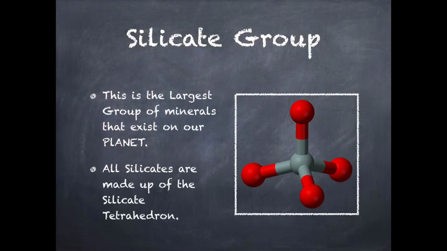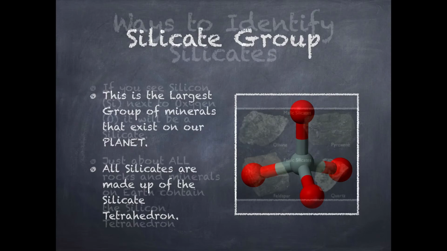Okay, the silicate group. This is the largest group of minerals that exists on our planet. All silicates are made up of the silicate tetrahedron. This is going to include 4 oxygen atoms and 1 silicon atom. So looking at this picture, the red represents the oxygen and the center molecule represents the silicon. You will need to know about the silicate tetrahedron and why it is the most used or found molecule in rocks and minerals on this planet.